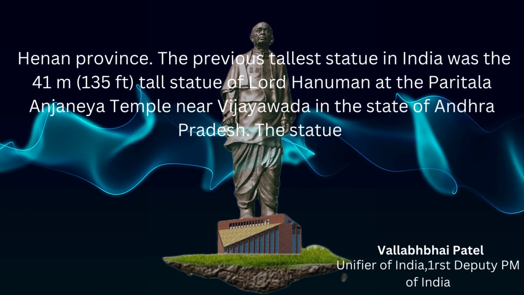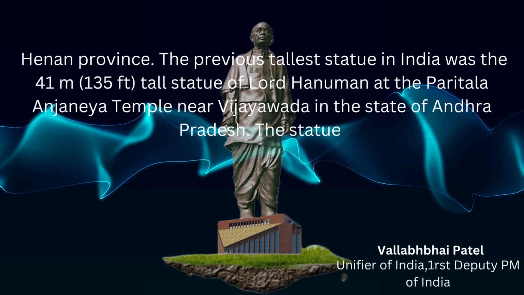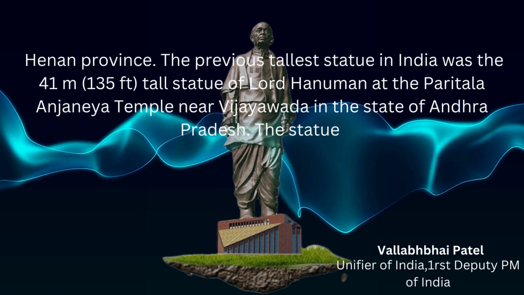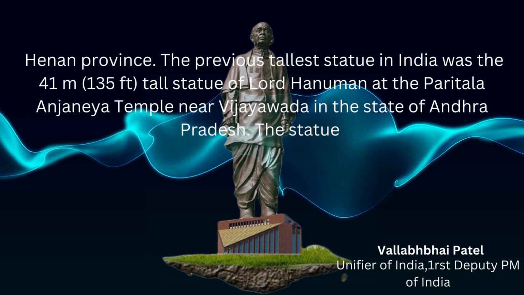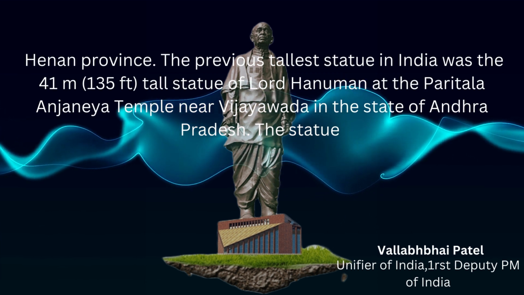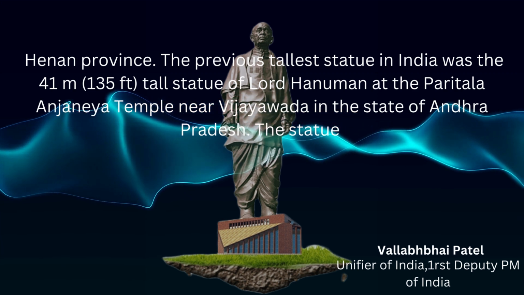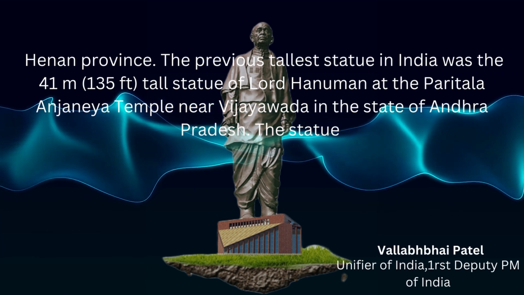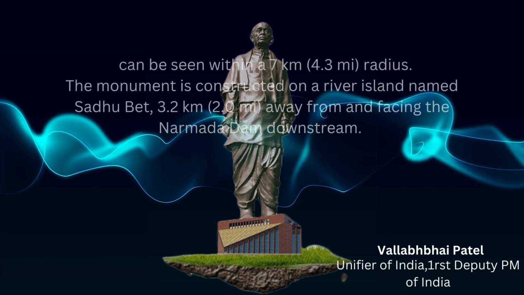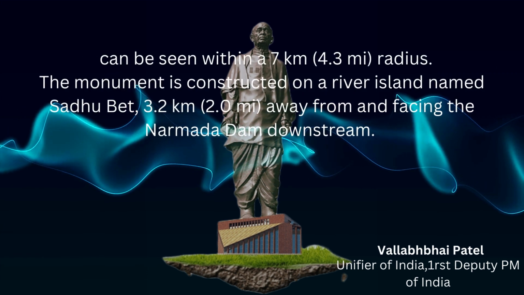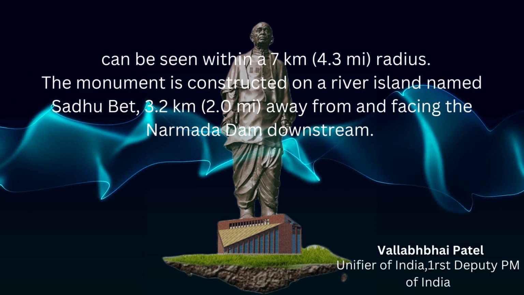The previous tallest statue in India was the 41 meters (135 feet) tall statue of Lord Hanuman at the Paritala Anjaneya temple near Vijayawada in the state of Andhra Pradesh. The statue can be seen within a 7 kilometers (4.3 miles) radius.